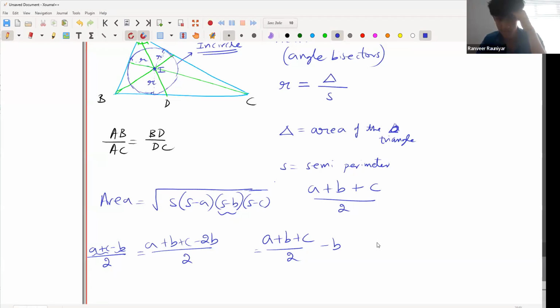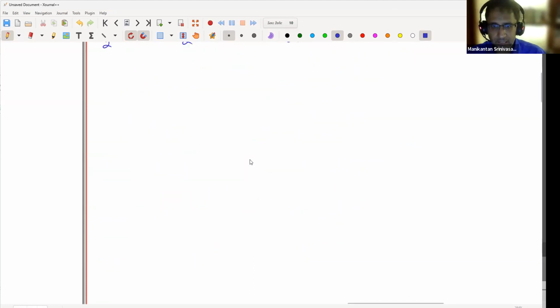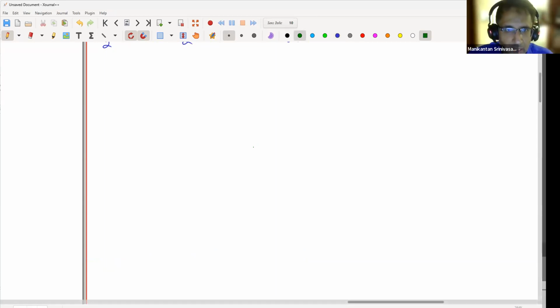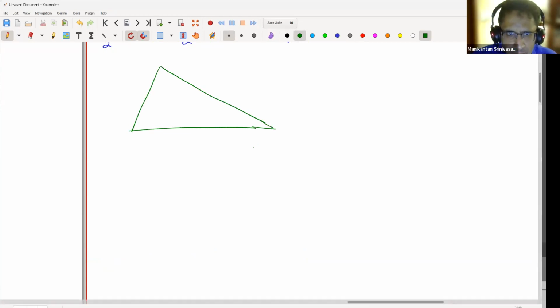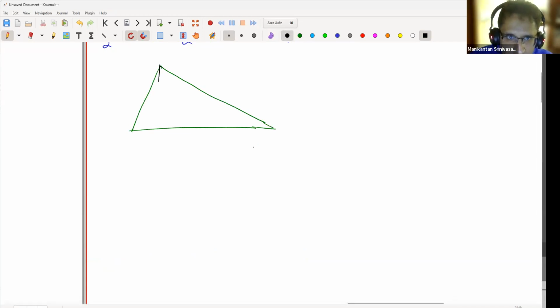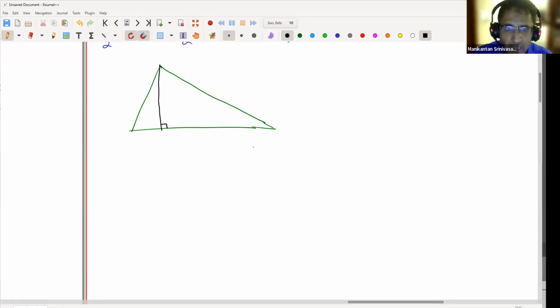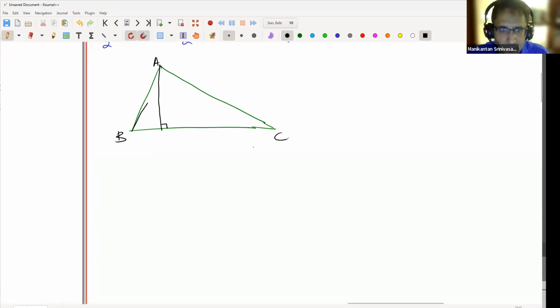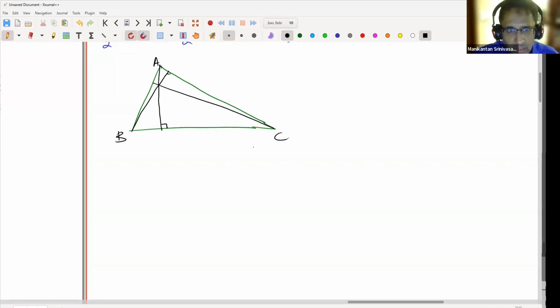All right, so that's the incircle. The third one is the altitude. So what is an altitude? If I have a triangle like this, there are not too many great properties with the altitude, but an altitude is a perpendicular drawn from the vertex to the opposite side. That's the altitude, right? I can draw an altitude from here to here, and I can draw an altitude from here to here. So this meeting point of the altitudes is called the orthocenter.